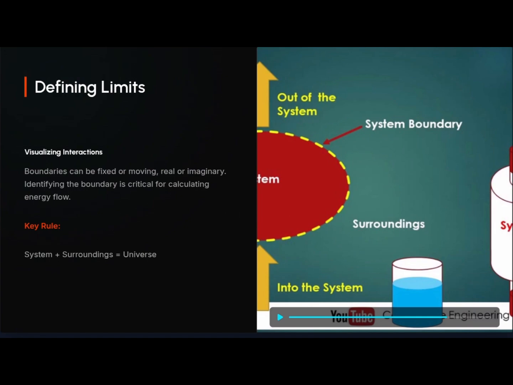Talking about defining limits, boundaries can be fixed or moving, real or imaginary. Correctly identifying the boundary is critical for calculating the energy flow. A fundamental rule to remember is system plus surroundings is equal to universe.